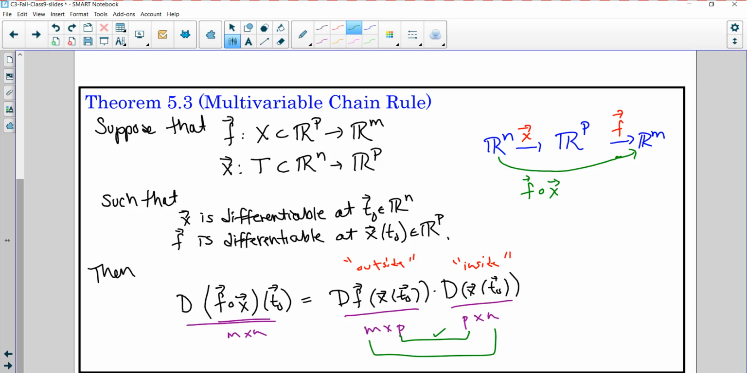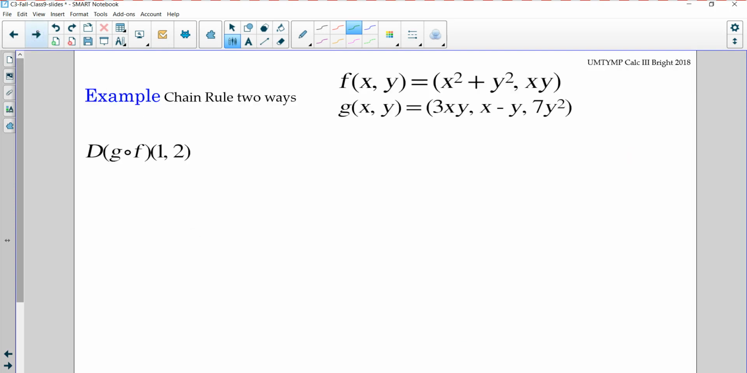Alright, multivariable chain rule, check. Let's go through an example. But we're going to go through an example in two ways, so this video is going to be a little longer than normal. Alright, so first thing, we just want to use the definition.